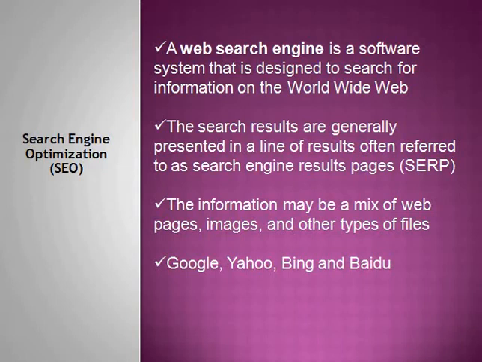Search engine results are generally presented in a line of results, often referred to as search engine results pages. We call it SERP, search engine result pages. That line of results for a particular query, the results coming up on the first page or the second page or the third page, are arranged by the search engines. The information may be a mix of web pages, images and other types of files.